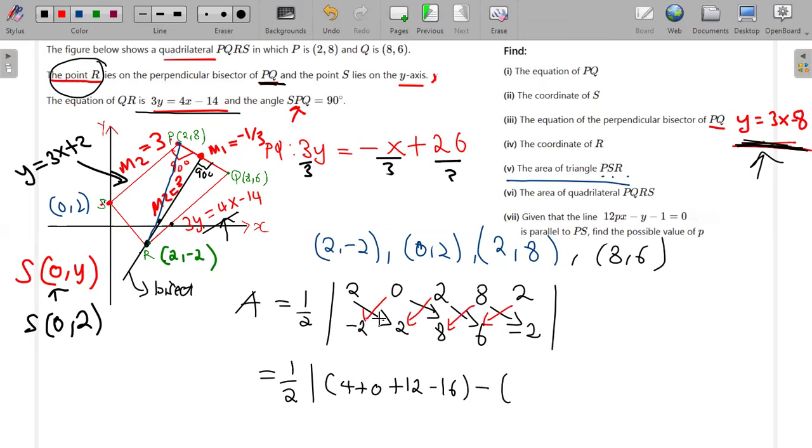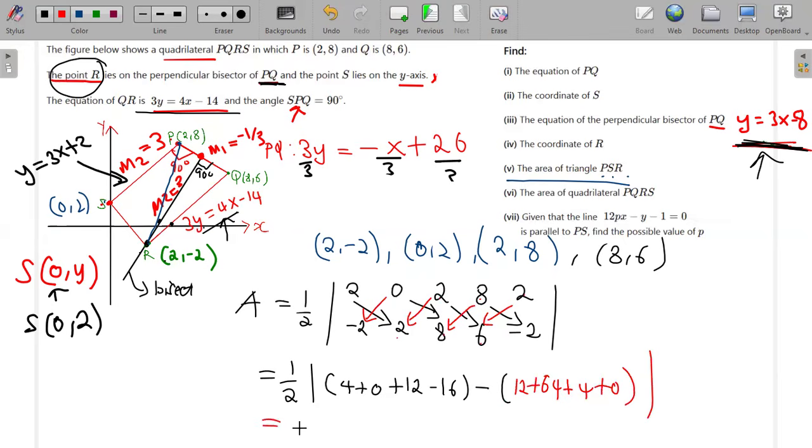So it will be 2 multiplied by 6, I get 12. 8 multiplied by 8, I get plus 64. 2 multiplied by 2, I get plus 4. Okay, I get plus 4. And then 0 multiplied by minus 2, I get plus 0. So this is what I have here.